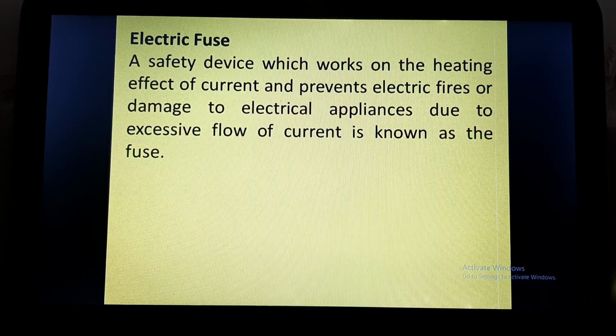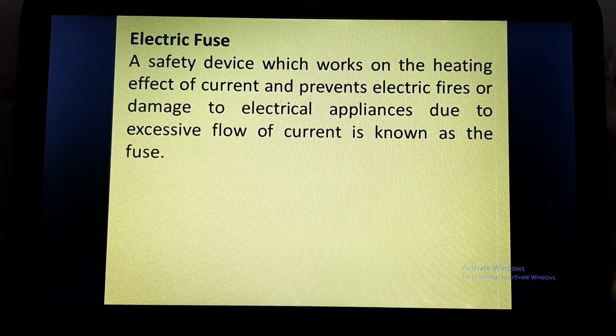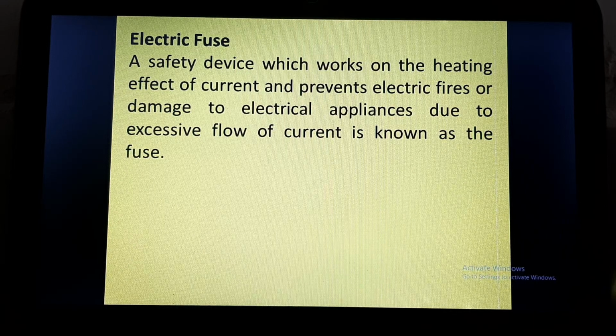Suppose that the electricity running in your house is 220 volt, and all the appliances require 220 volt or less. But suddenly, because of some problem or fault, more voltage is being supplied to your house. So now all the electric appliances will be damaged because they will not be able to take such a greater voltage. So to prevent this, what can be done?